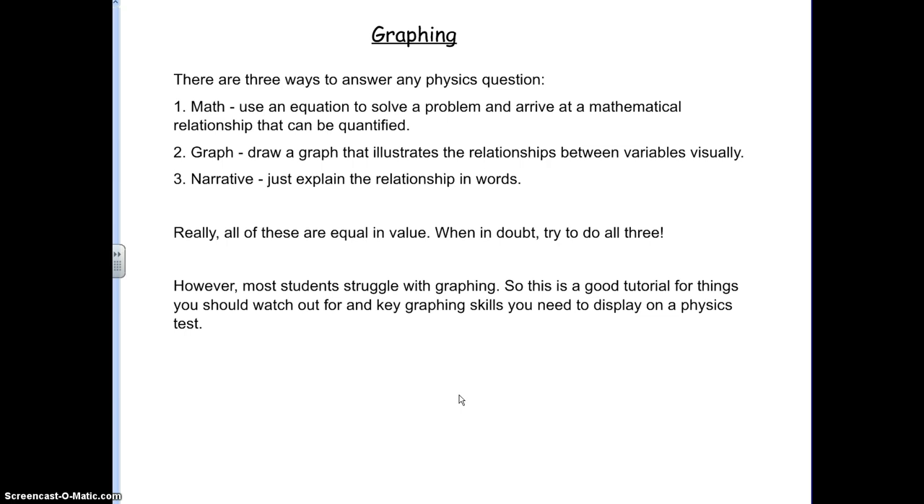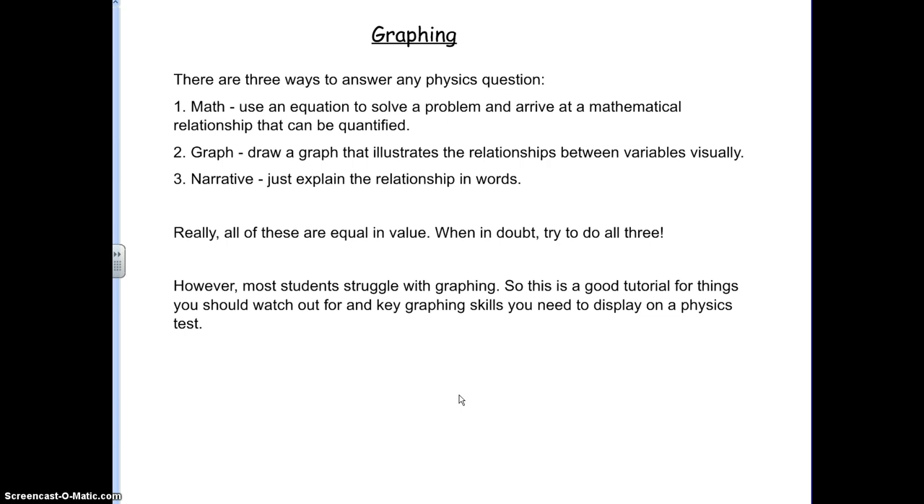And then there's a narrative. This is the most time-consuming way to describe what's happening in the physics of a situation. It's also the hardest to explain, and for someone grading it to really interpret whether or not you get it. It has the least amount of objectivity and the most amount of subjectivity. So that means it's the least preferred method. But really, all of these are equal in value, and the best way to answer a physics question would be to do all 3.